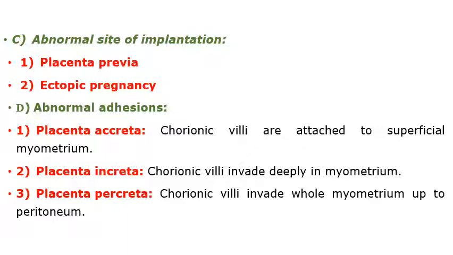Abnormal site of implantation: either placenta previa, where the placenta is implanted in the lower uterine segment, or ectopic pregnancy, where the placenta is implanted outside the endometrium. Abnormal adhesion: placenta accreta, where chorionic villi are attached to the superficial myometrium; placenta increta, where the chorionic villi invade deeply into the myometrium; and placenta percreta, where the chorionic villi invade the whole myometrium up to the peritoneum.